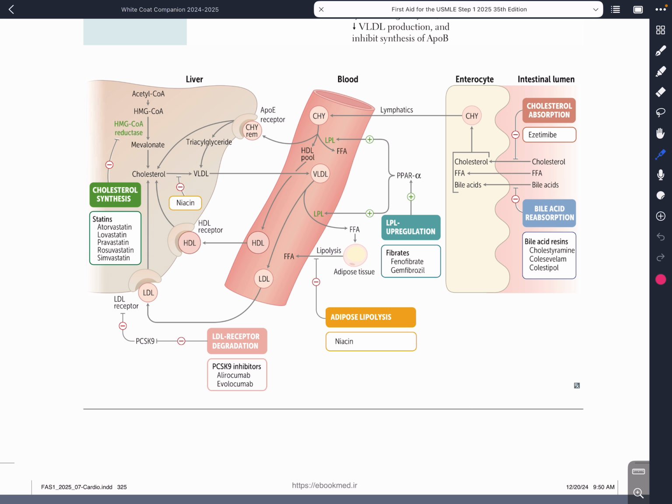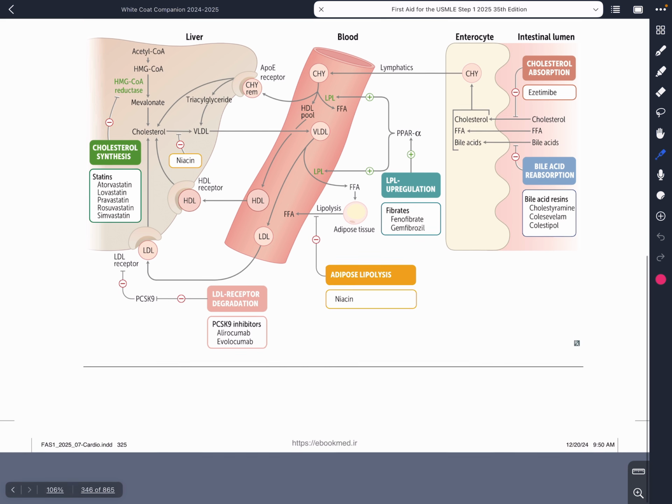Bile acid resorption is inhibited by bile acid resins like cholestyramine. These inhibit bile acid resorption, and then cholesterol absorption is inhibited by ezetimibe. Ezetimibe inhibits cholesterol absorption.